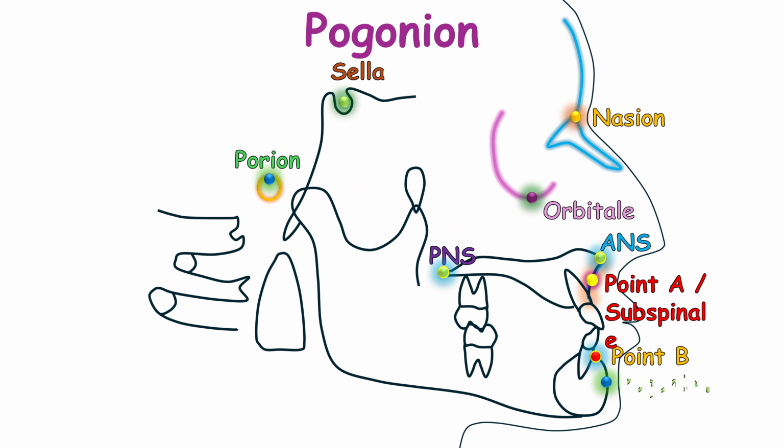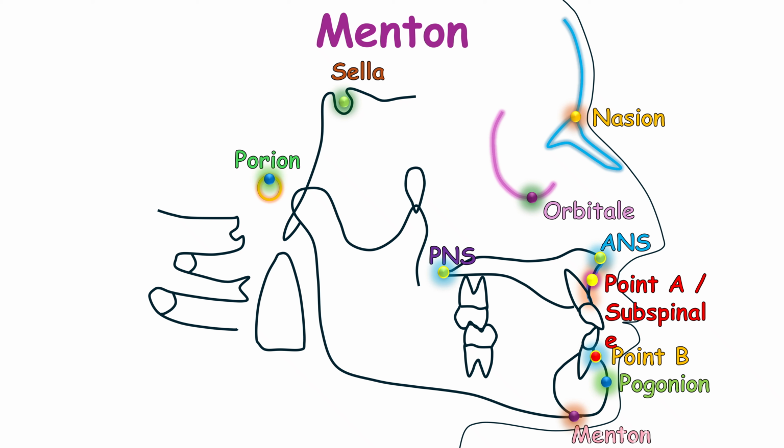Pogonion. Pogonion is the most anterior point of bony chin in the median plane. Menton. Menton is the most inferior midline point on the mandibular symphysis. Next, Gnathion. Gnathion is the most anteroinferior point on the symphysis of chin. It is constructed by intersecting a line drawn perpendicular to the line connecting Menton and Pogonion.